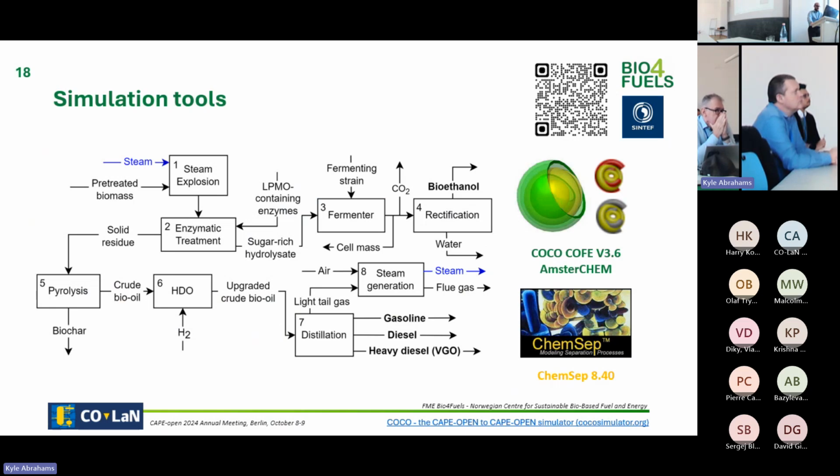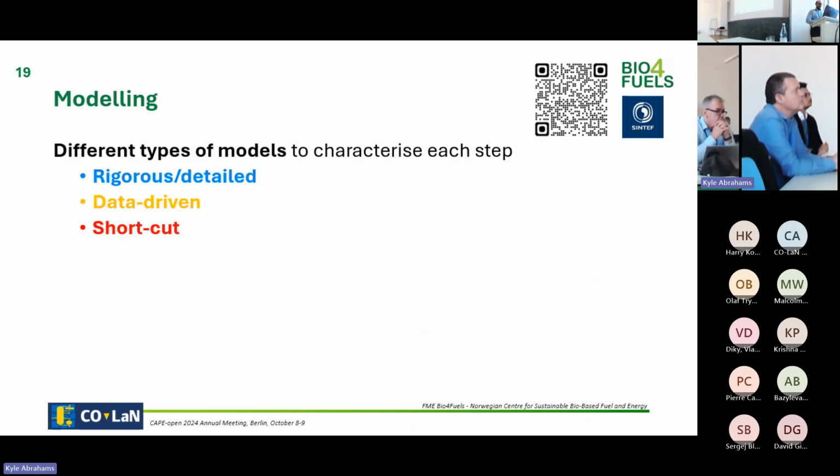This is the flow sheet, and we used COFFEE version 3.6 and CAMSEP 8.4 for the separation. So essentially, the process started from the pretreated biomass. We have a steam explosion, but I go through it because now I'm presenting you with some models. We are using 3 different kinds of sub-models, rigorous and detailed models. So essentially based on literature models, for instance, to describe the pyrolysis, we have the kinetics, we have the identification of the main steps, the reaction mechanism.